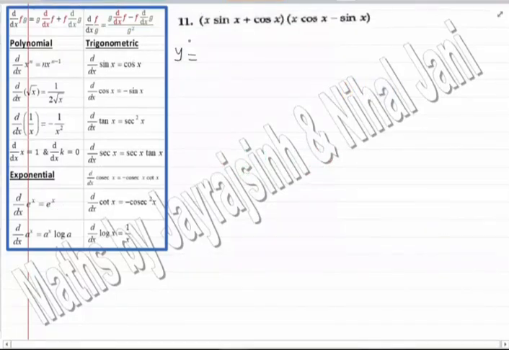Now we reach to the question number 11. बहुत खतरनाक question है. We have two brackets. In first bracket we have x sin x plus cos x, and in second bracket we have x cos x minus sin x.